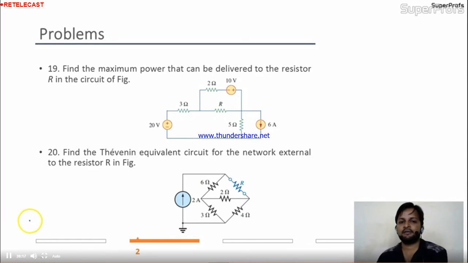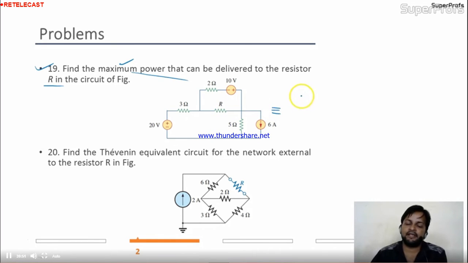Come to the next now. Find the maximum power that can be delivered to the resistor R in the circuit. Where is the R? Okay, here is the R. Again, the maximum power theorem. This is a very important theorem. Again, this question I am doing for you. Please observe it carefully. He is asking for the maximum power that can be delivered into the R. He is not asking the value of R, but asking for the maximum power. But to calculate the maximum power, I need the value of this R also.